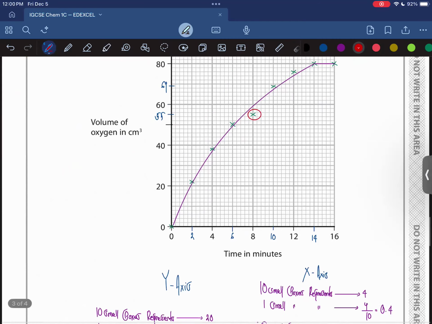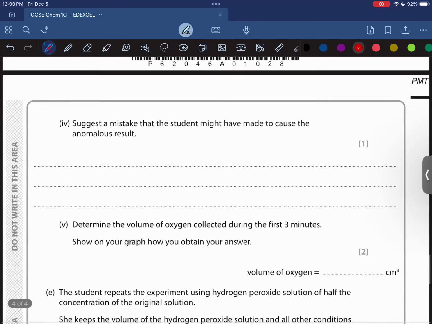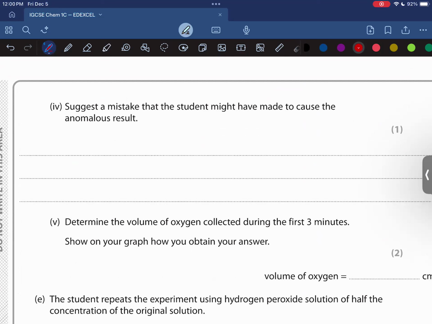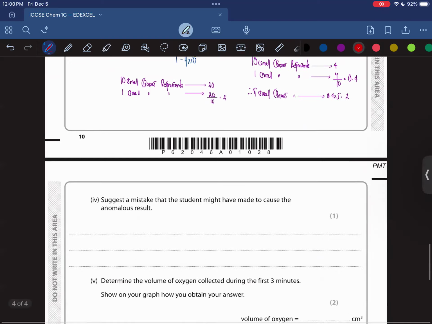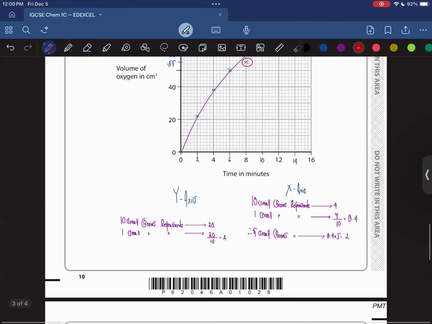Moving on. So, suggest. This is basically a suggestion question. So let's see what it is. Suggest a mistake that the student might have made that resulted in this anomalous result. Okay, that caused this anomalous result. Now let's check something.